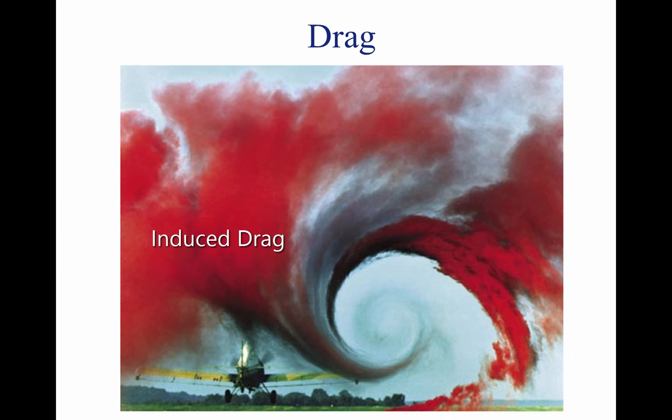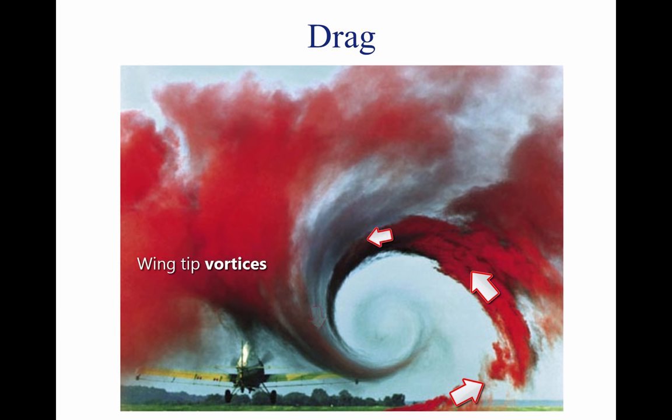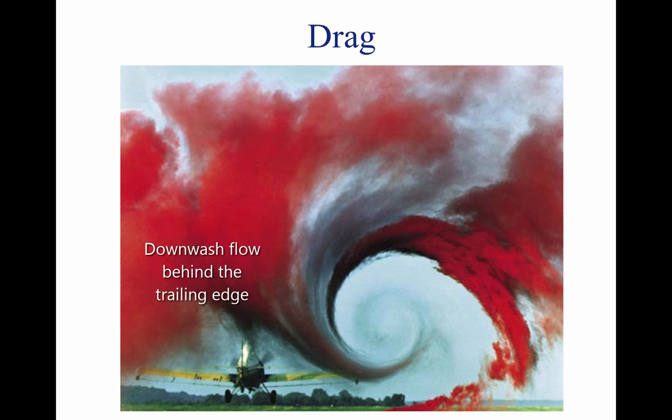Induced drag is the second basic type of drag. When an airfoil produces lift, there is always drag. This drag comes from wingtip vortexes. When the aircraft is viewed from the tail, these vortices circulate counterclockwise about the right tip and clockwise about the left tip. Bearing in mind the direction of rotation of these vortices, it can be seen that they induce an upward flow of air beyond the tip and a downwash flow behind the wing's trailing edge.